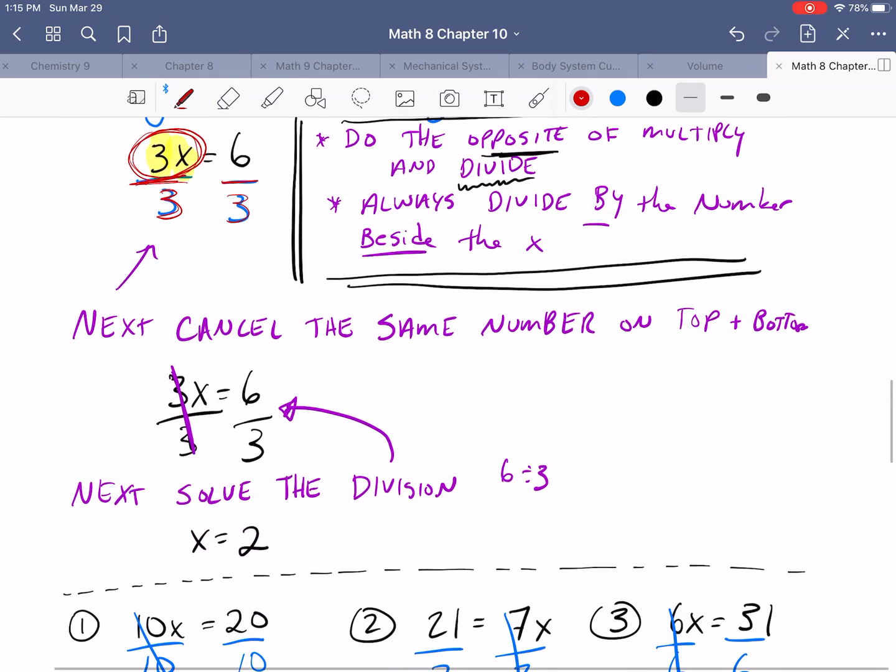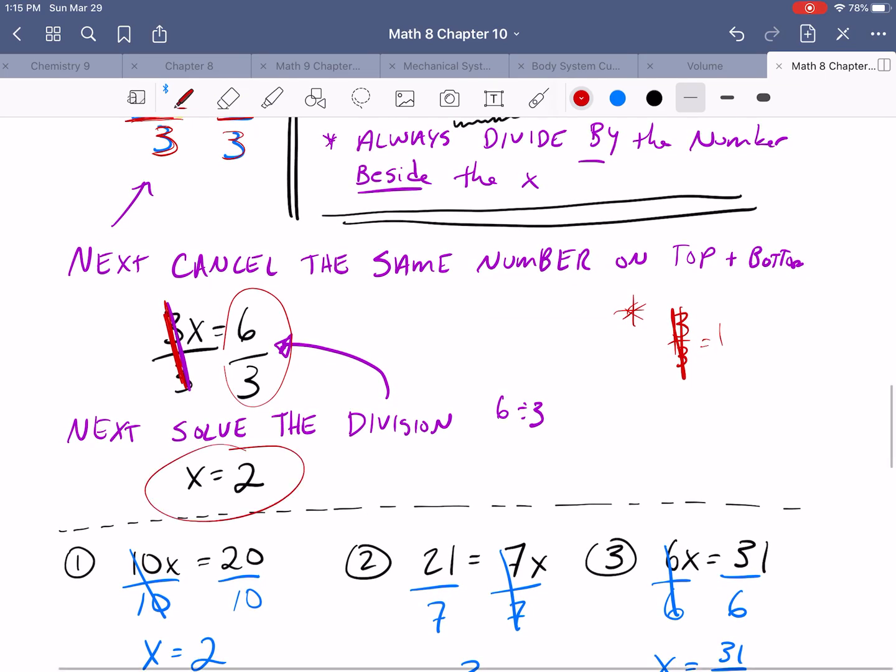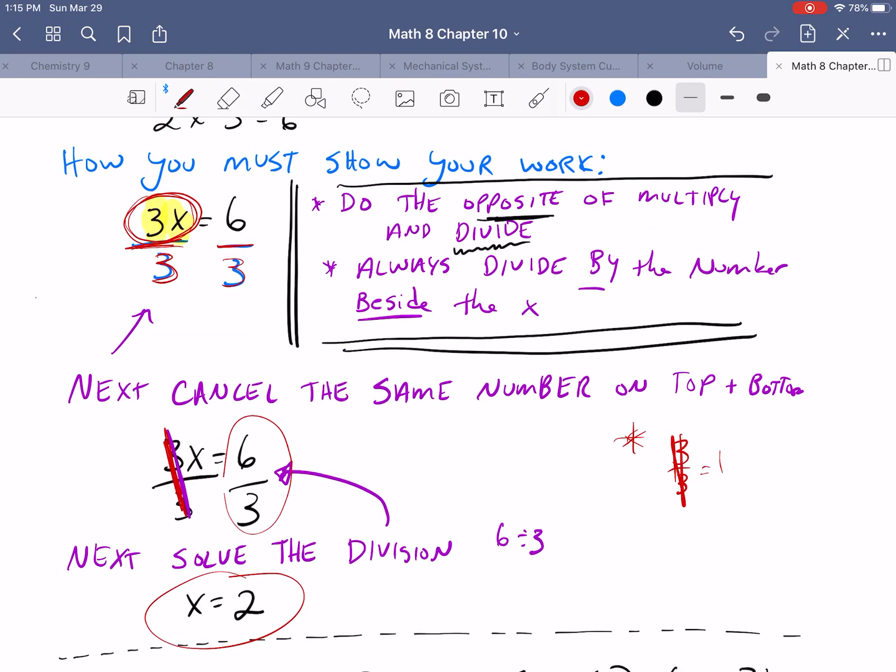Okay, next we do something called bamming. I call it bamming the bottom, or canceling. So the next thing you do is you cancel the 3 and the 3. Whenever there's a 3 on top and a 3 on the bottom, it equals 1. 3 divided by 3 equals 1. So that's why we can cancel it like that. Okay, so that's important to know. So then we do the math over here. 6 divided by 3, well, we know that that's 2. And so the answer to this equation is 2, right? 3 times 2 equals 6. That's what this is saying.